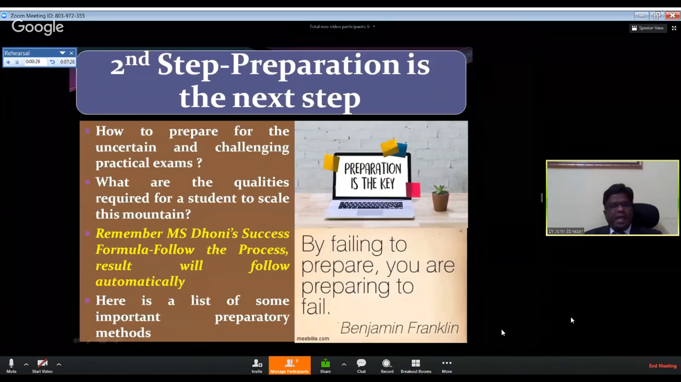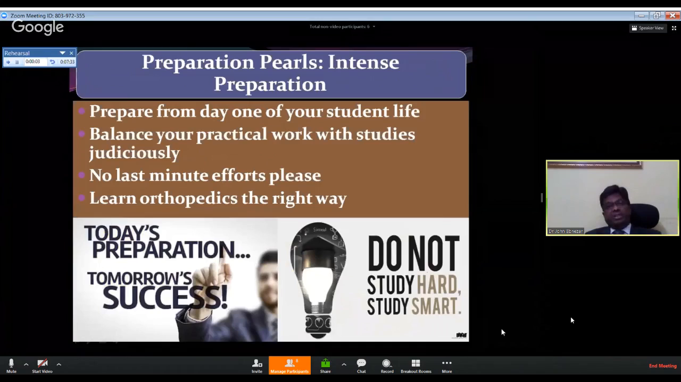Here is a list of some important preparatory methods. Intense preparation: prepare from day one of your student life. Balance your practical work with studies judiciously. Mind every step, and learn all the things the right way.